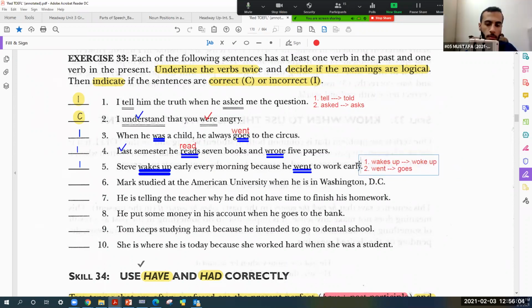Because every morning. Is this a key word for the present? Yes, present simple, habit. It is not a key word for the past. I can say last summer, every morning, I woke up early last summer. Or last semester. Okay, last semester.